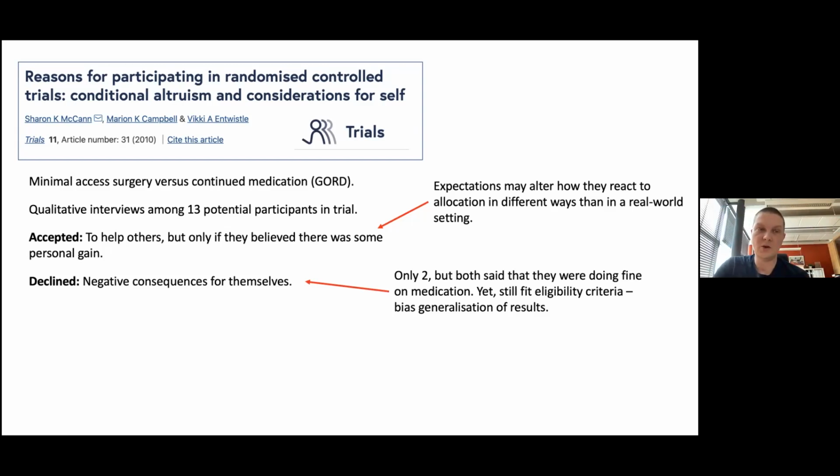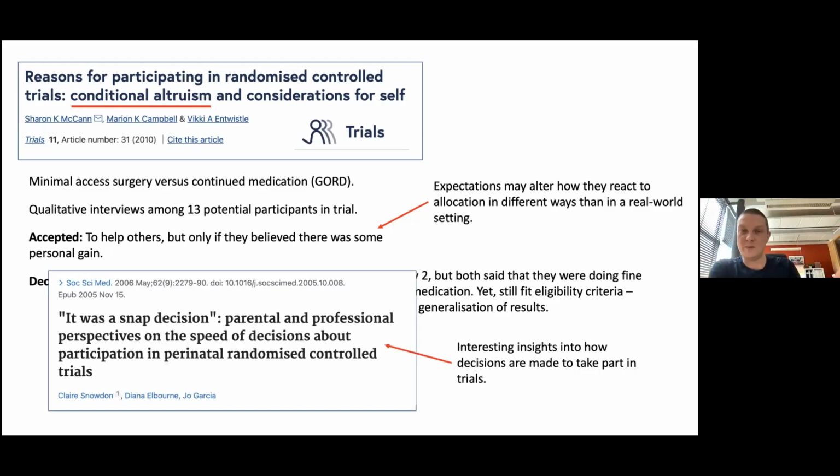So this conditional altruism, I think, really captures well why people want to take part in studies. Yes, there's part of it that they want to help research. They believe in the research community. They believe in research being for the greater good, but they want something from it themselves as well. What's in it for me?